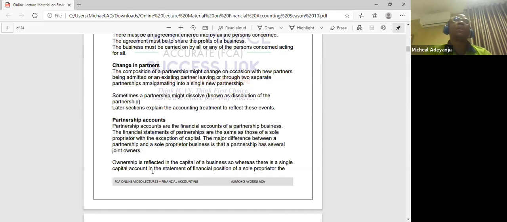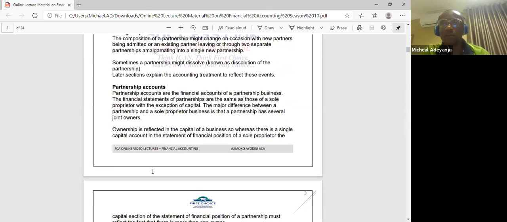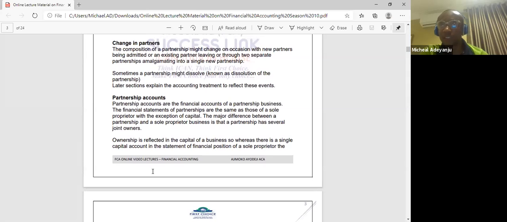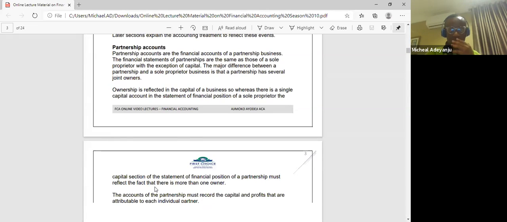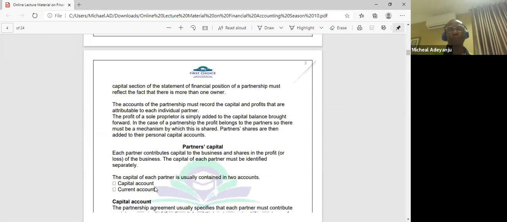So that is partnership account, and we have several reasons why we can have a change in the partnership business itself. Maybe we have additional partners coming into the business, a partner that wants to retire, or death of a partner, and so on and so forth. We'll discuss that as we move on gradually into the class.